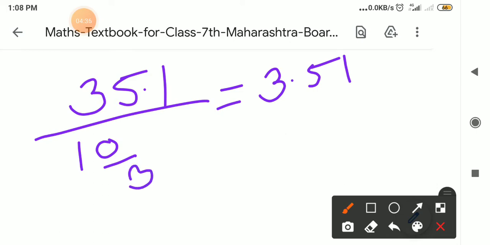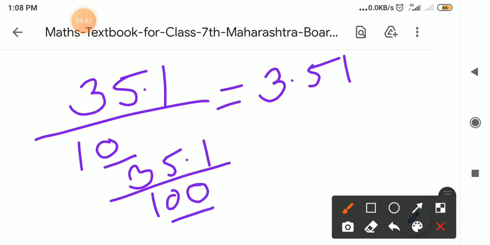Now the same example I will teach you with 100, then you will understand it. Upon 100, how many zeros are there? 2. So first of all write the numbers, as I told you, 351. On 100, how many zeros are there? 2 zeros are there, right?